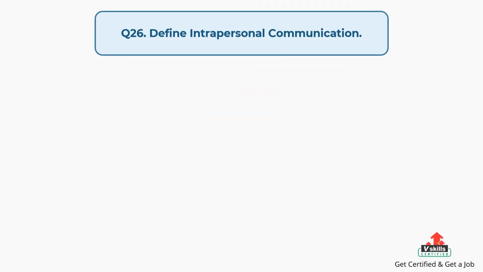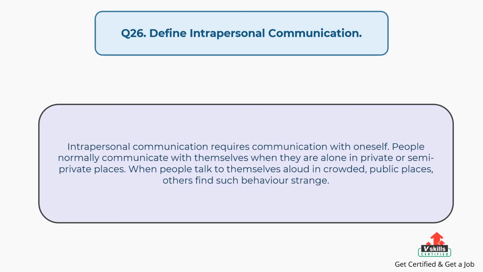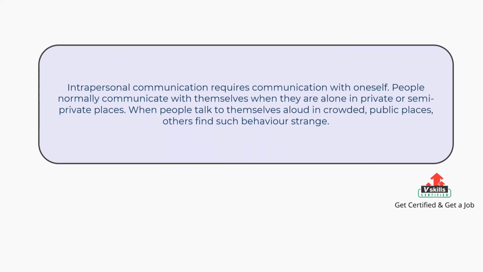Question number 26. Define intrapersonal communication. The answer is: intrapersonal communication requires communication with oneself. People normally communicate with themselves when they are alone in private or semi-private places. When people talk to themselves aloud in crowded, public places, others find such behavior strange.